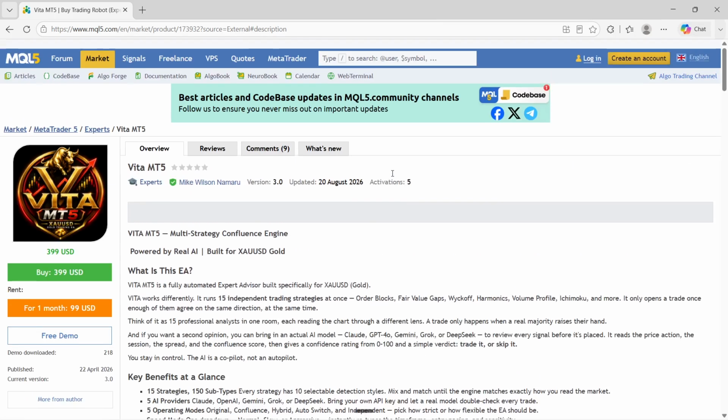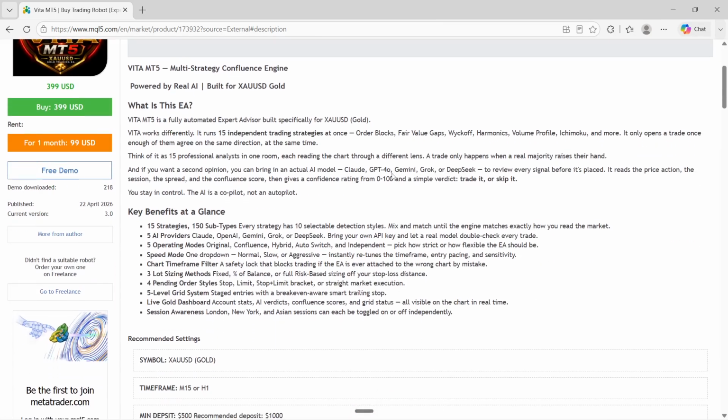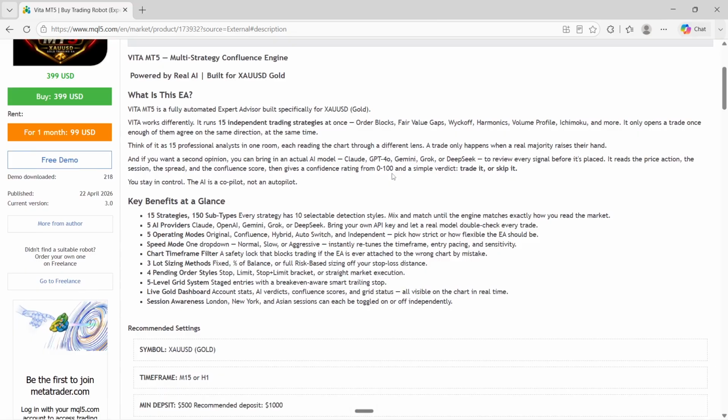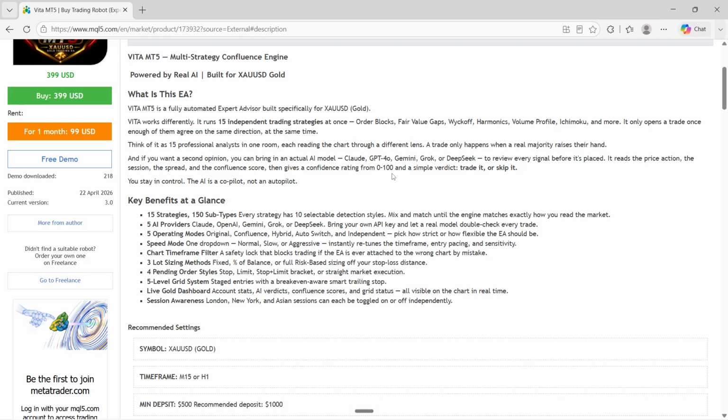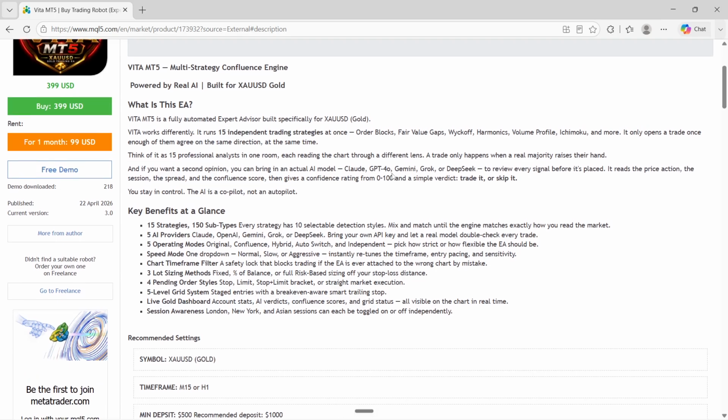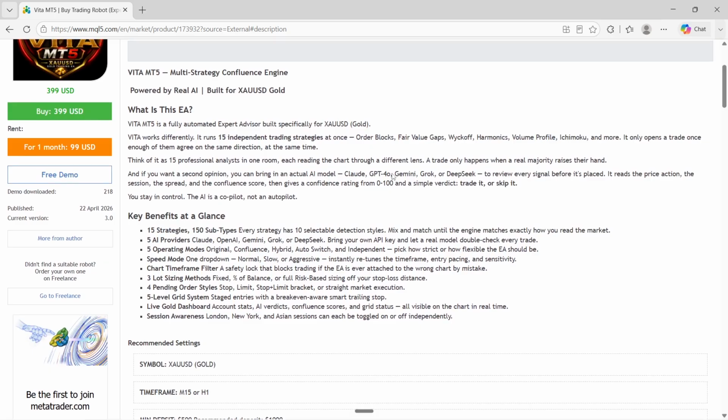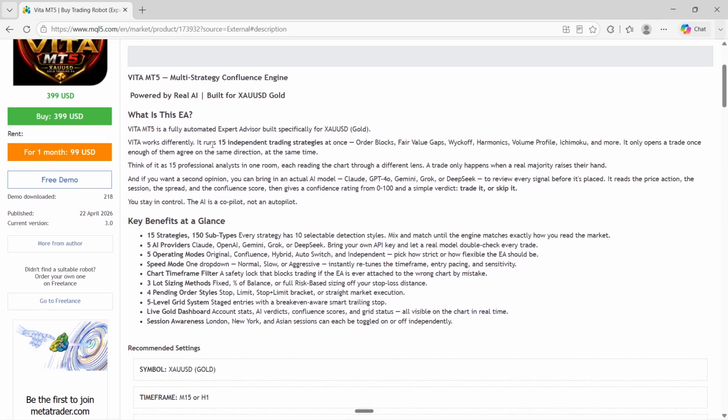And if we expand this, you can see that the Vita EA is a fully automated expert advisor designed for XAUUSD. It runs up to 15 independent strategies at the same time, as you can see, 15 independent trading strategies at once, including order blocks, fair value gaps, Wyckoff, harmonics, volume profile, Ichimoku, smart money concepts, and more. A trade is only taken when enough of these strategies agree on the same direction.